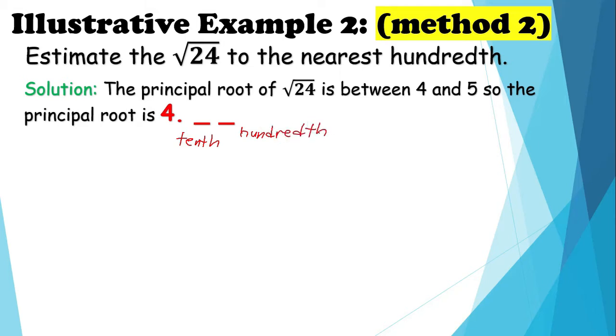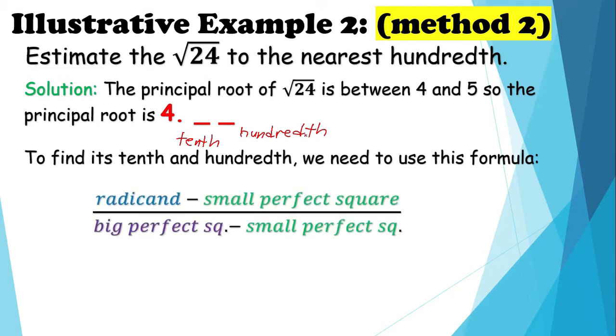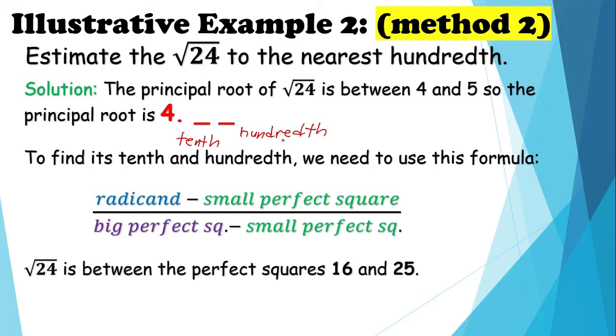Okay? To find its 10th and 100, we need to use this formula. So ayan, gagamit tayo ng formula. So mas madali ito dahil merong formula at makukuha agad natin yung tenth and hundredth. So we need to find the radicand, the small perfect square, and the big perfect square. So the formula is radicand minus small perfect square divided by big perfect square minus small perfect square.